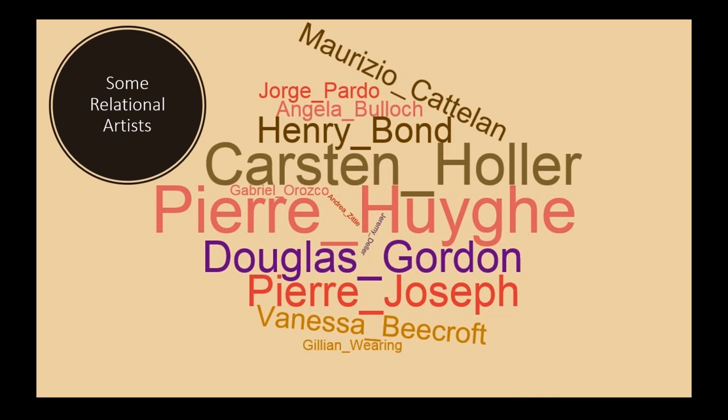What can I tell you here? I think Höller is Belgian. Huyghe is French. Douglas Gordon, Scottish. And then we've got people from other parts of the world. Maurizio Cattelan, quite a famous artist, recently gave Donald Trump a gold toilet. He's Italian. Jorge Pardo is Mexican, I think. Angela Bulloch is British. Henry Bond, British.